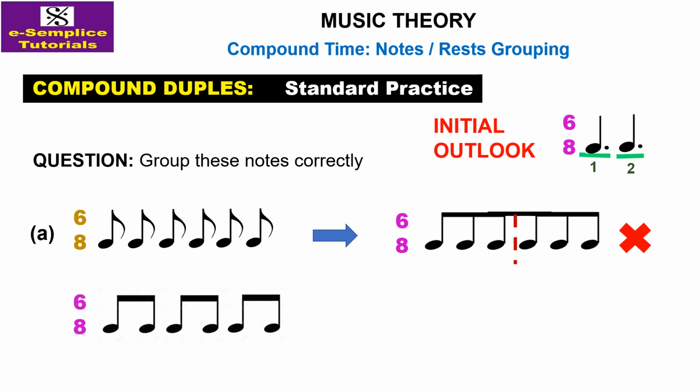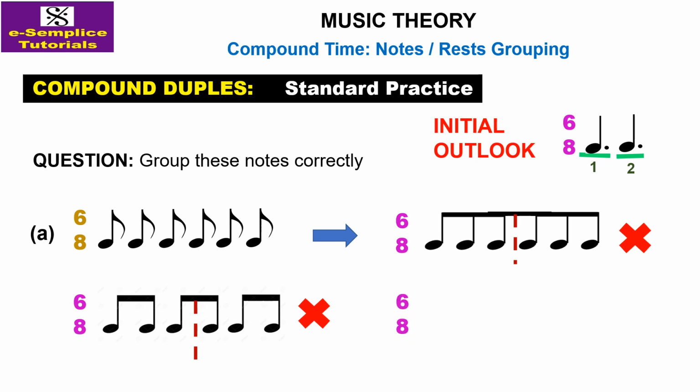Now take a look at this. Is this grouping right or wrong for 6/8 time? It is wrong. The middle of the bar is blocked by a beam.